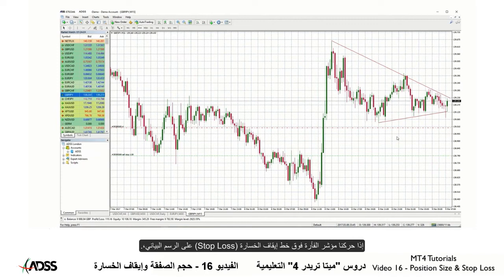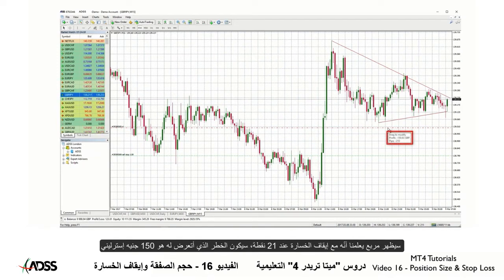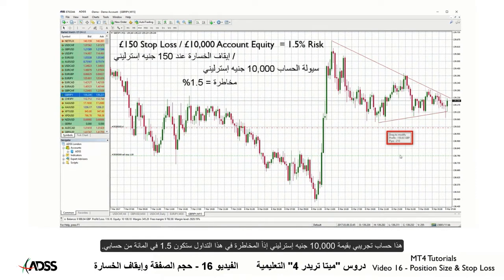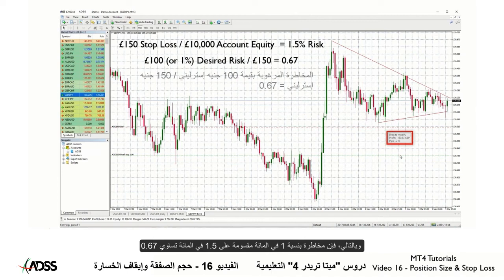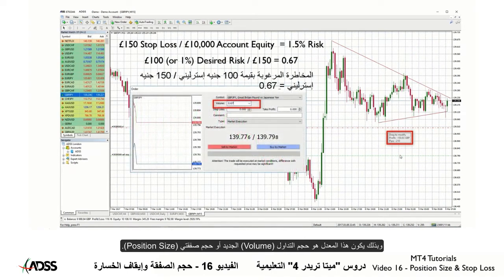On the chart, if we mouse over the stop loss line, a pop-up box tells us that within a 21 pip stop loss, my risk would be £150. This is a £10,000 demo account, so my risk on this trade would be 1.5% of my account. So my desired 1% risk divided by 1.5 is 0.67. So that is my new volume or position size for this trade.